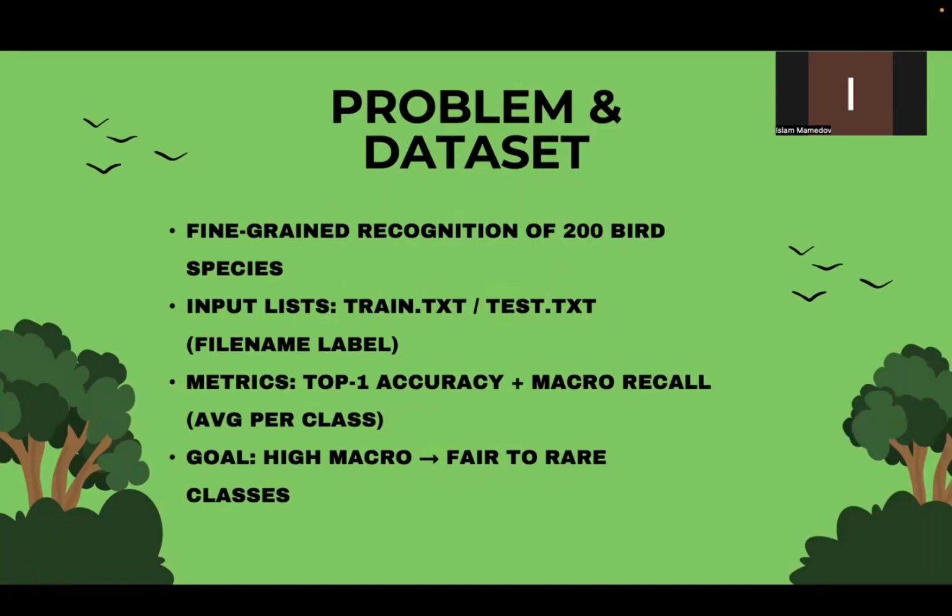So for the problem and dataset, this is a fine-grained recognition task with 200 similar bird species. My train and test files follow the assignment format, file name and label. I evaluate with two metrics, top 1 accuracy and average accuracy per class, macro recall, so rare classes don't get overshadowed by frequent ones. The goal is to make macro strong, not just overall accuracy.